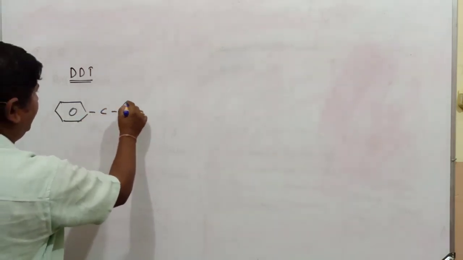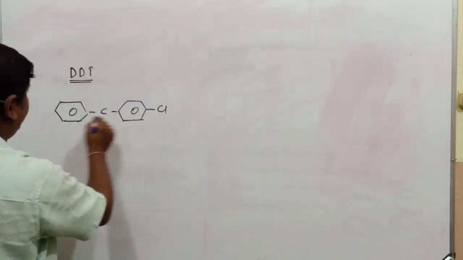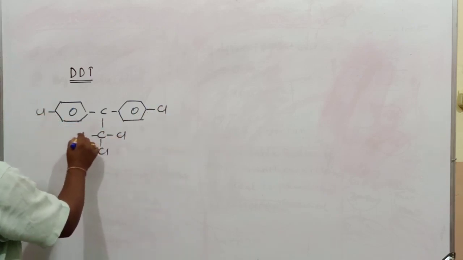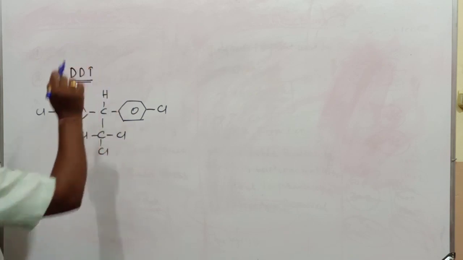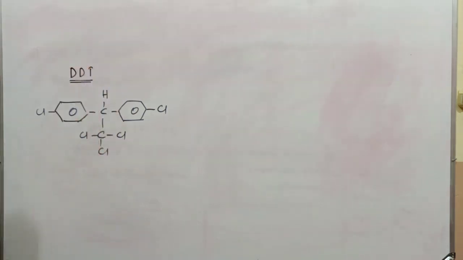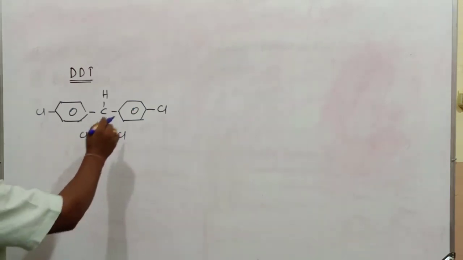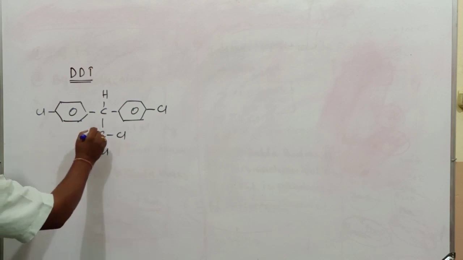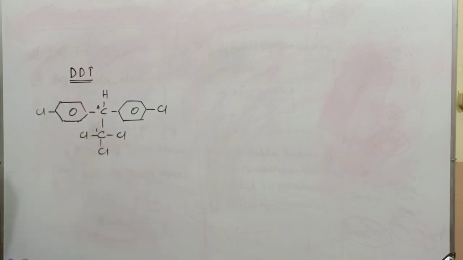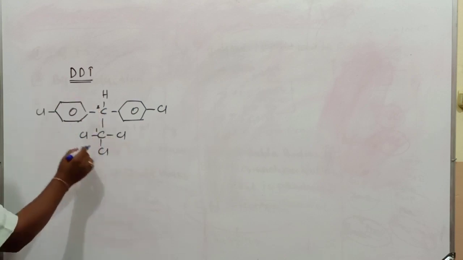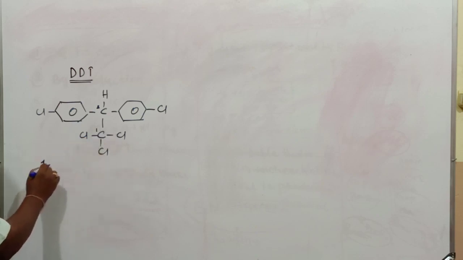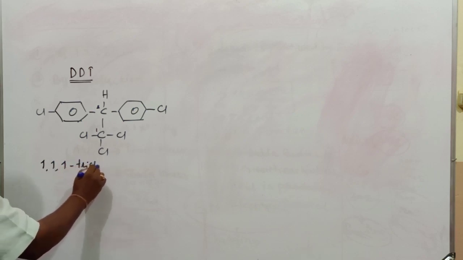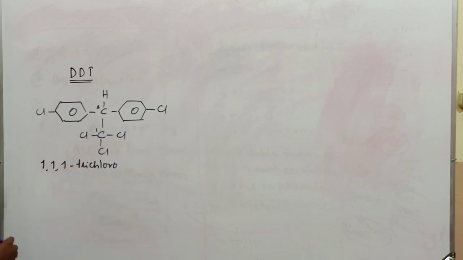The structure of DDT: this is chlorine, carbon, chlorine, chlorine, chlorine, and here it's hydrogen. So this is the structure of the DDT compound. Now the IUPAC name. In the longest chain, this is the number 1 carbon atom, this is the number 2 carbon atom. On the first carbon atom there are 3 chlorine atoms, so it's 1, 1, 1 trichloro.